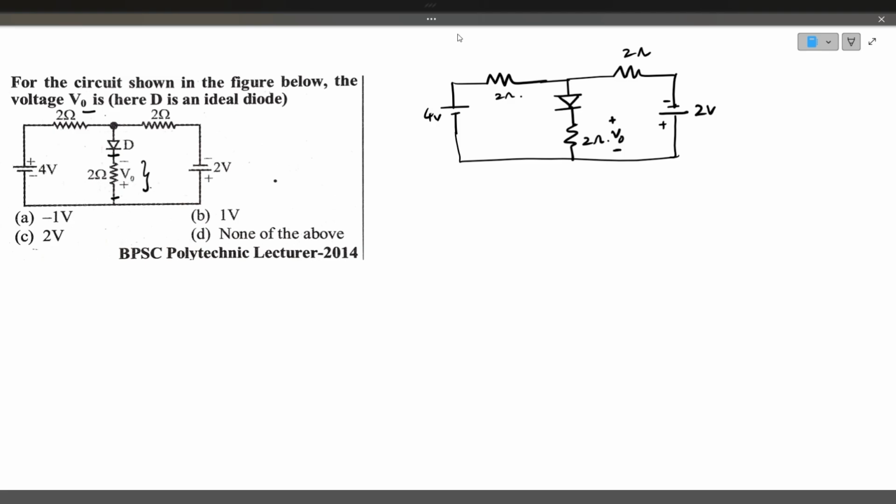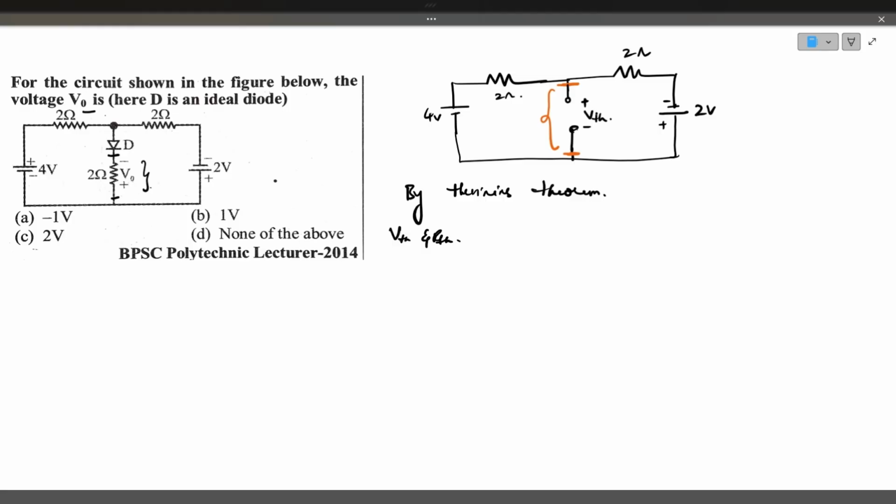We need to observe that in this whole branch the diode is ideal, so if the diode conducts, it will act like a short circuit. So you need to remove this whole branch and find out the equivalent resistance and equivalent voltage like Thevenin's. By applying Thevenin's theorem here, you need to find out V Thevenin and R Thevenin. This is the branch that you are supposed to remove, because this is the branch across which I need to find the output voltage.